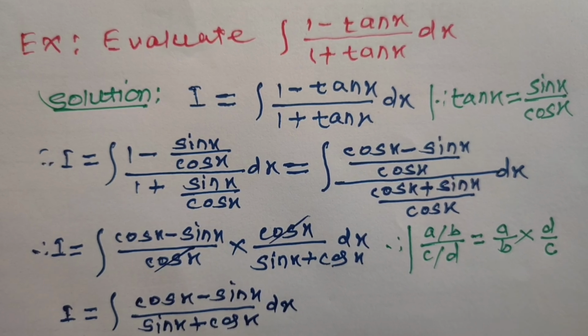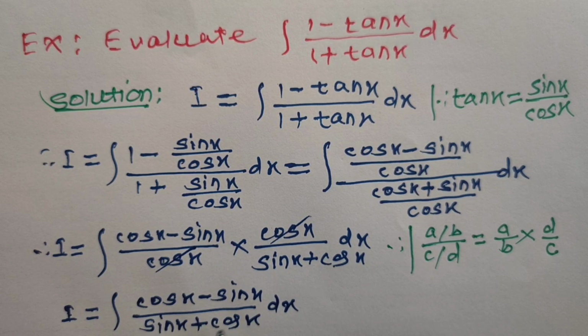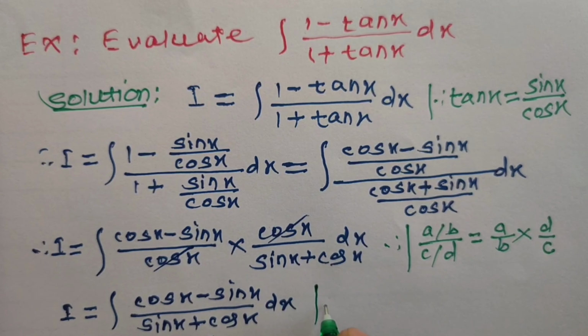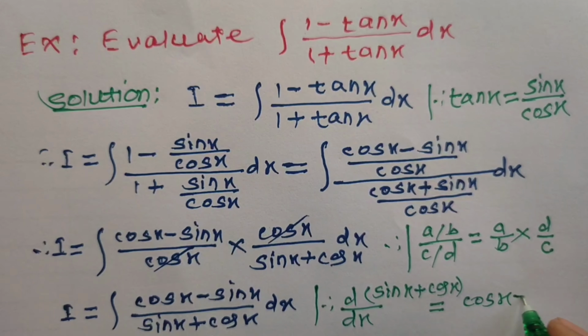By observation, it is clear that the numerator is the derivative of the denominator, because derivative of sin x is cos x and derivative of cos x is minus sin x. Hence, the derivative of denominator sin x plus cos x with respect to x is derivative of sin x, which is cos x, plus derivative of cos x, which is minus sin x. Meaning of this is very clear.